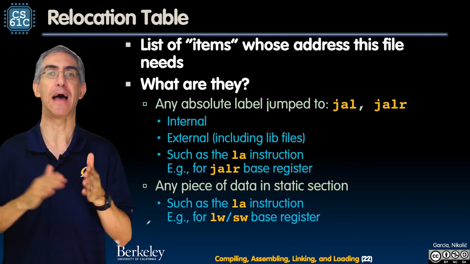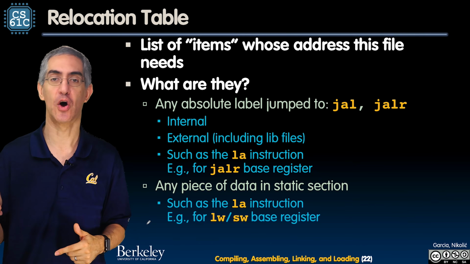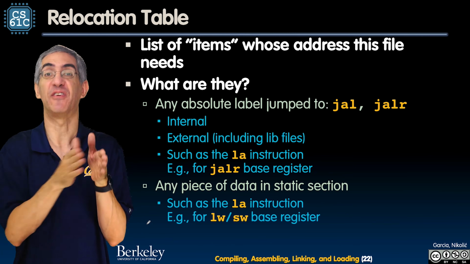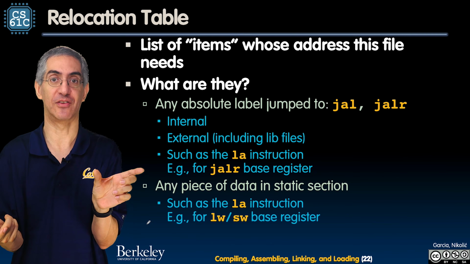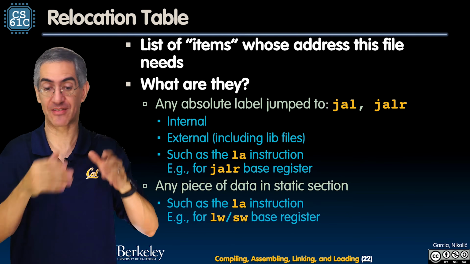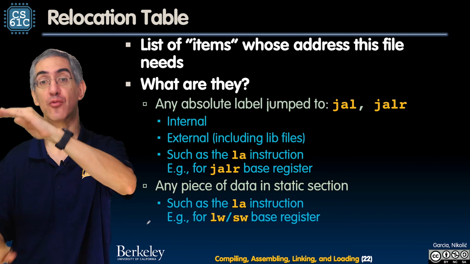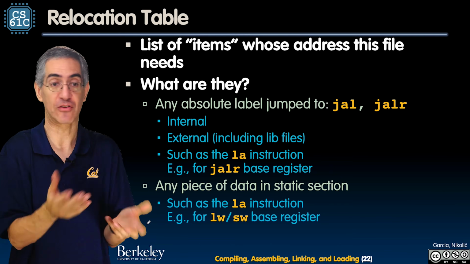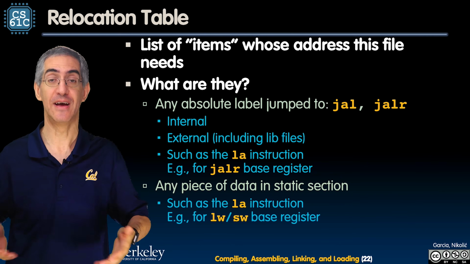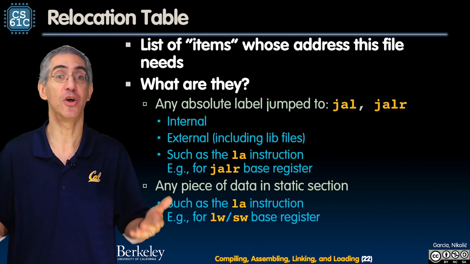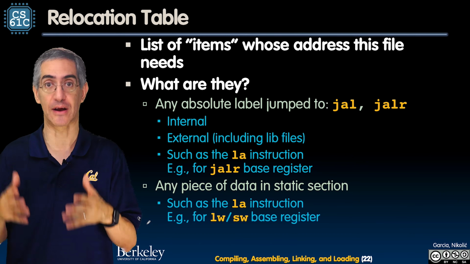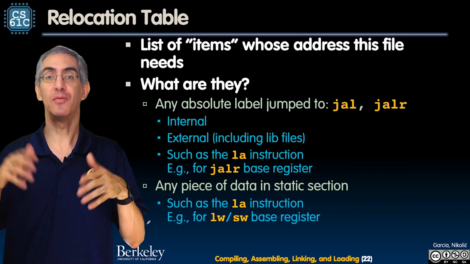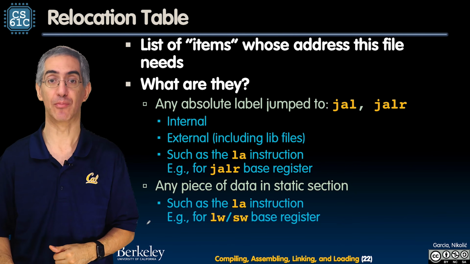So anytime I have an absolute label by a JAL or JAL-R, those things, or an LA, I need to be able to know what the final location is to be able to load that address into it. And it's not about relative, it's the actual address in the final resting place. Also, any data in the static section. If I have data in the static section, I don't even know where the static section is at this point, at the level of the assembler. I don't even know where that static section is. That's the job of the linker to kind of create that. So all of that's going to be done and labeled and going to be put on the list of to-dos in my relocation table. Okay?